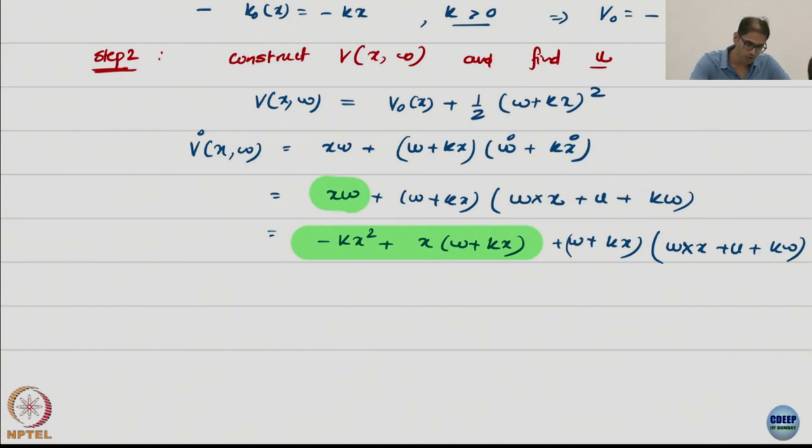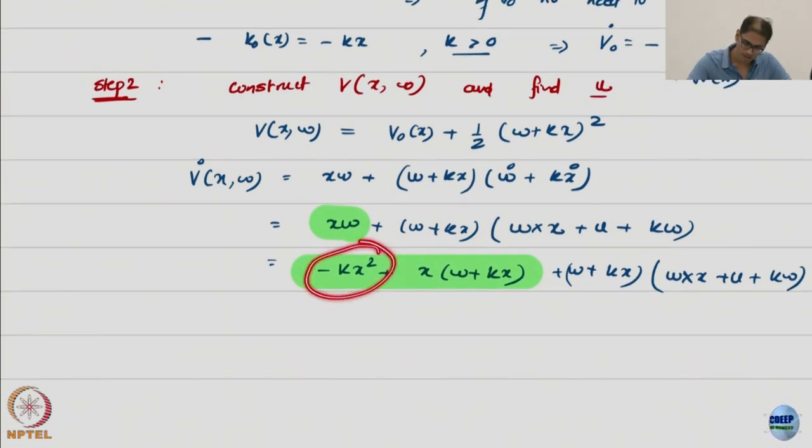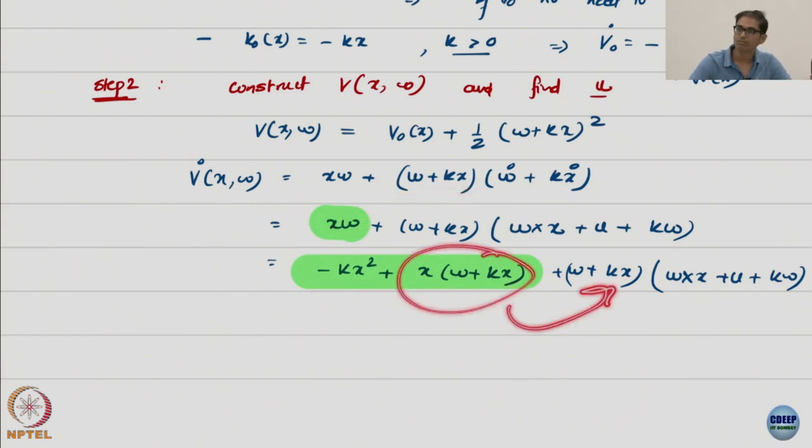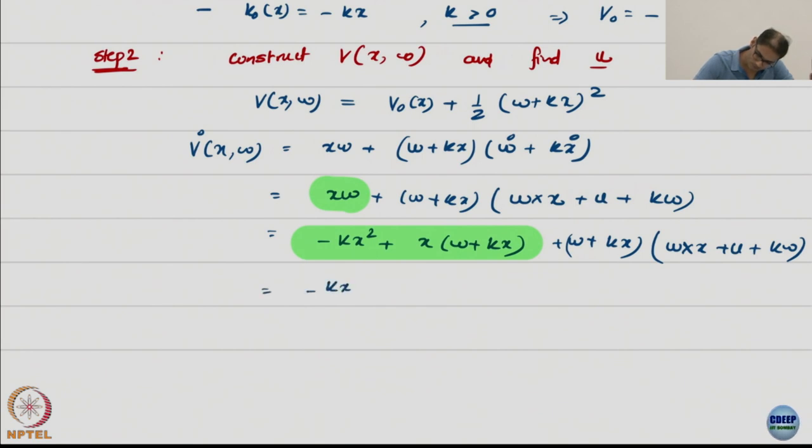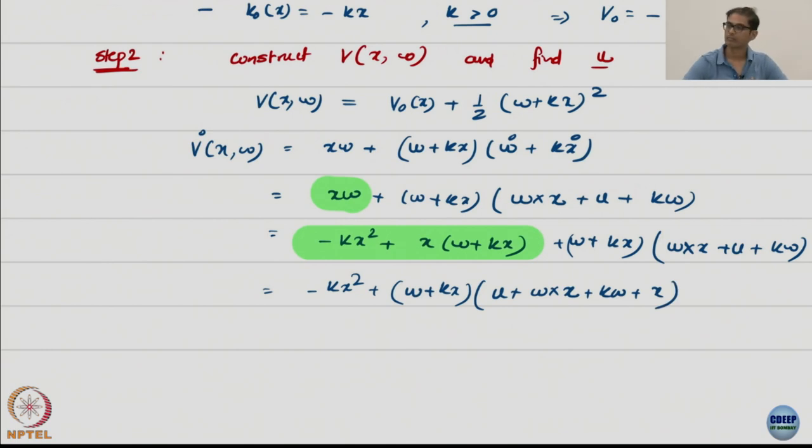Now notice that I already get the nice term, the wx already showed up, like it did in the general case also. All I did was write this term in terms of the new variable that I've created. I want to write everything in terms of the new variables, which are x and omega plus kx. I wrote this omega as omega plus kx minus kx, and that gives me this. Now I know that this term can be combined with this term. No need to take transpose either. It's too easy. So basically I have minus kx squared plus omega plus kx times u plus omega cross x plus k omega plus x.